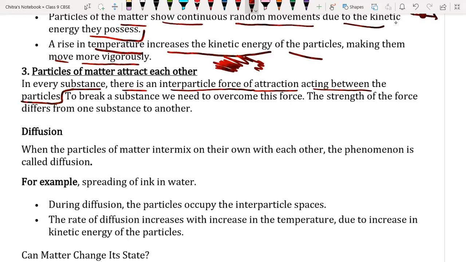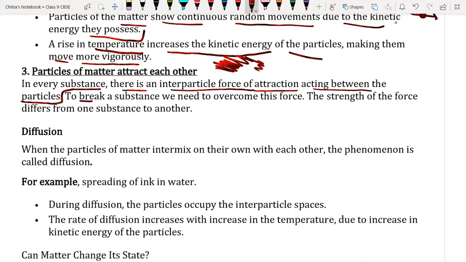Here we are discussing the particles of matter. So we are discussing the force of attraction between the particles of matter. It is not due to gravity, it is due to the properties of matter only.